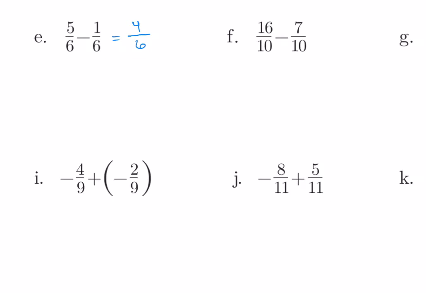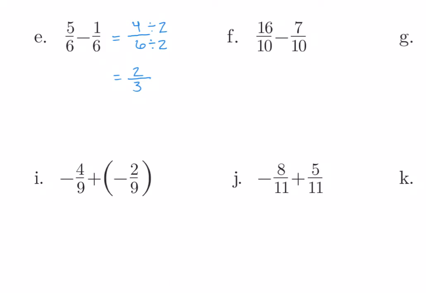This is not in lowest terms, so I want to divide by the greatest common factor, which is 2. And we get 4 divided by 2 is 2. 6 divided by 2 is 3. 2 over 3 is in lowest terms.